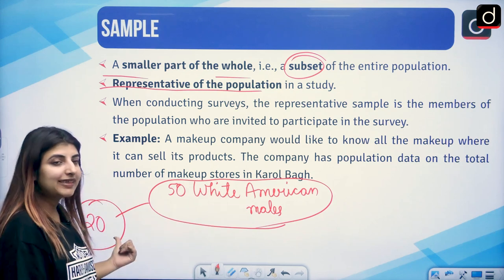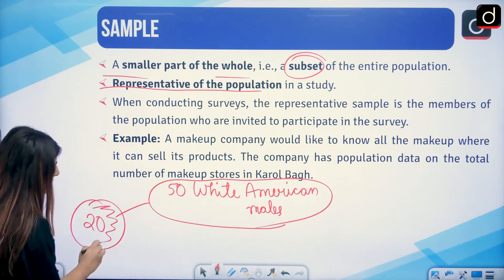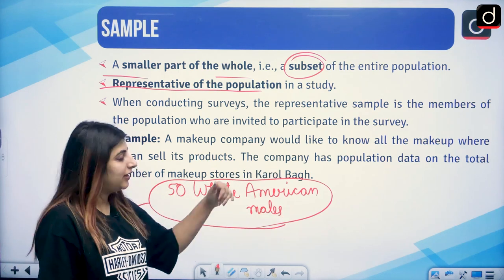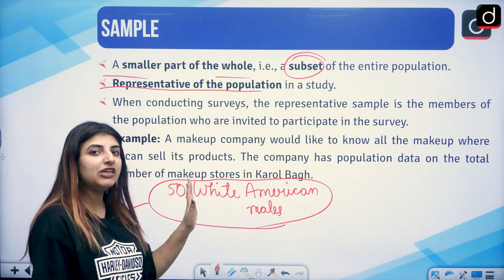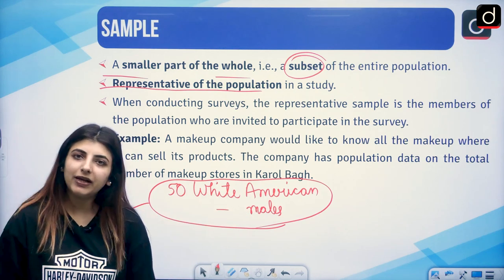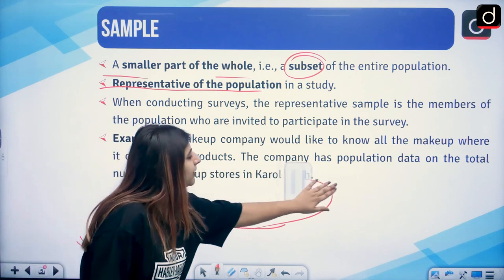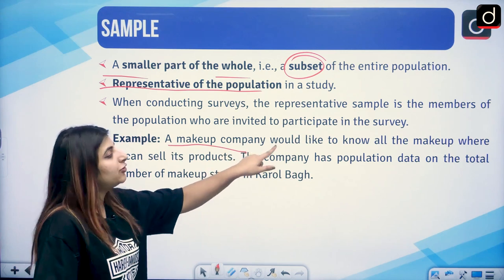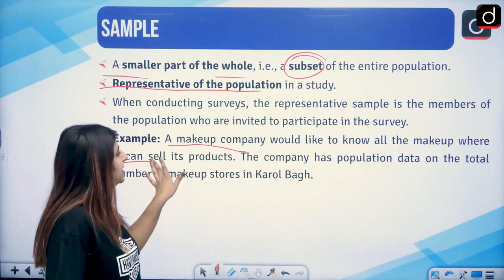These all, the sample will be representative of the entire population because all of them will be white, they will be American, they will be male. So similar traits which are there in the population are present in the sample as well, correct? Another example that we talk about here is a makeup company that would like to sell its product in makeup stores.